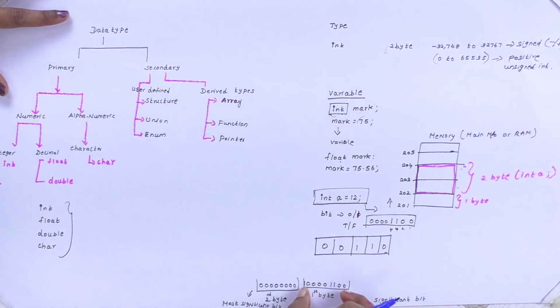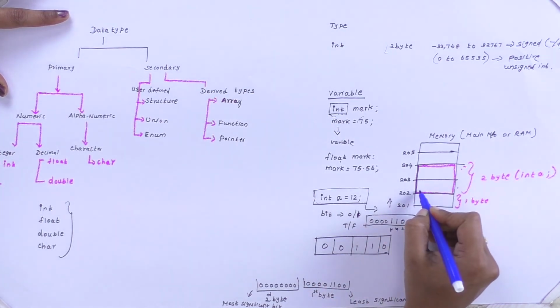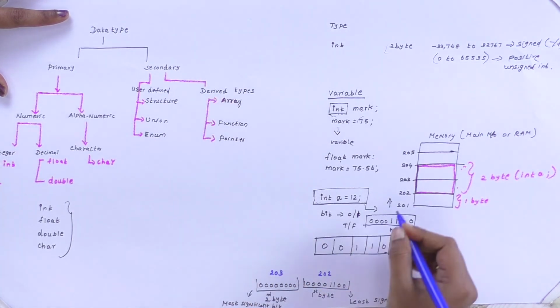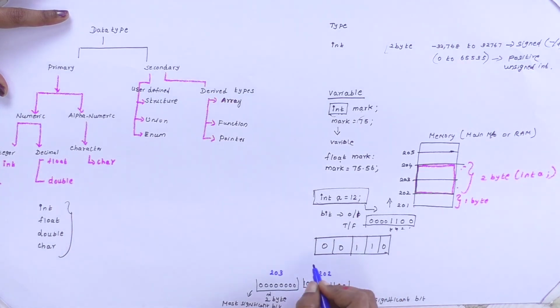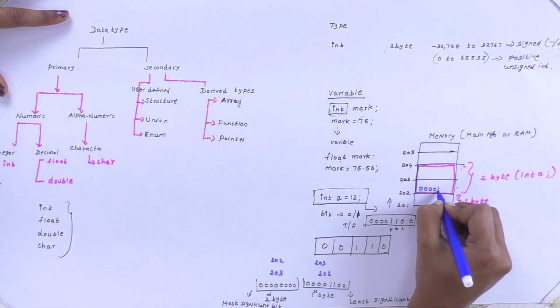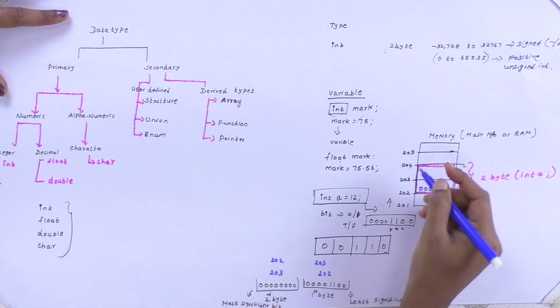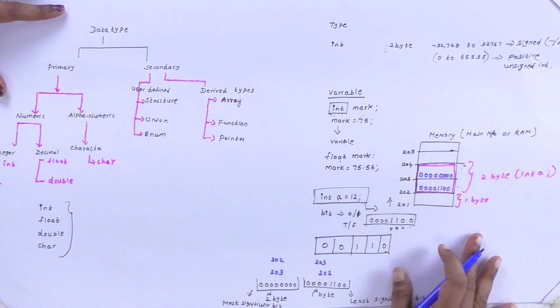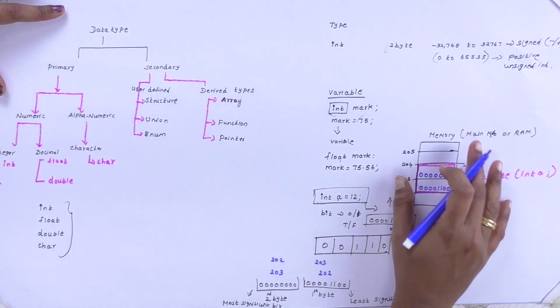So here this byte is stored in memory address 202, and this will be stored in 203. You can also store it like this: these bits you can store in 203 and also in 202. It is based on your machine architecture, so it will change. Our machine architecture stores it like this: this value is stored in 202 and this byte is stored in the 203 address. So likewise, memory stores the data like this.